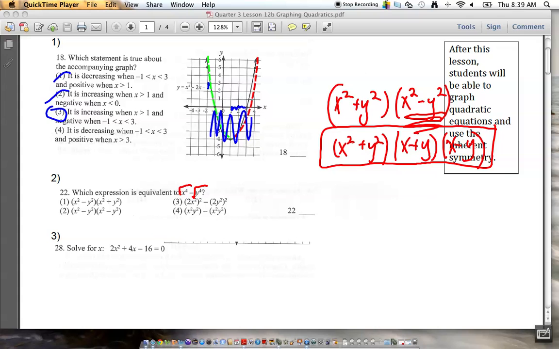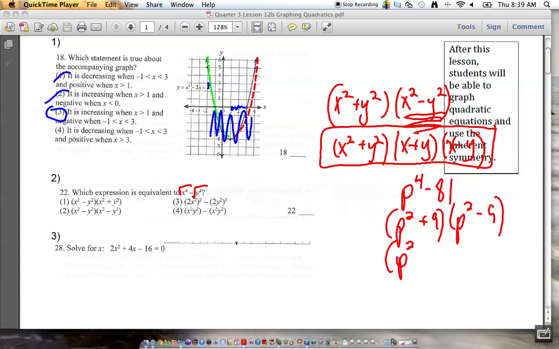The one your brother had to do was this. P to the 4th minus 81, which is p squared plus 9 times p squared minus 9. And that became p squared plus 9 times p plus 3 times p minus 3. And I can't remember if he nailed it or if he came out and said, I think I screwed it up. I just remember him talking about that one.